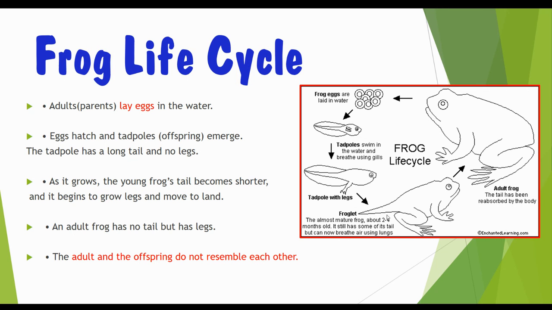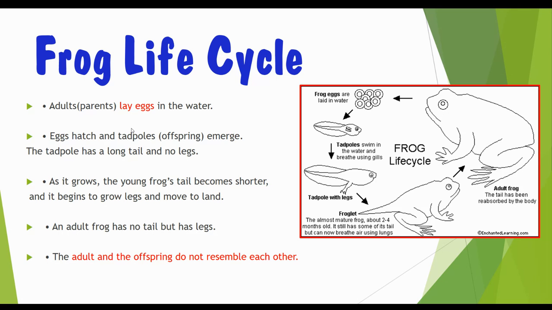Looking at the frog life cycle, I can see the egg stage, the tadpole with legs, the froglet, which has a tail but now has legs, and then the adult. I can already see there's 4 stages here. I can already see a complete change, which means a complete metamorphosis. I can already see that the young frog does not look like the adult. That is also another thing that can tell me that is a complete metamorphosis.